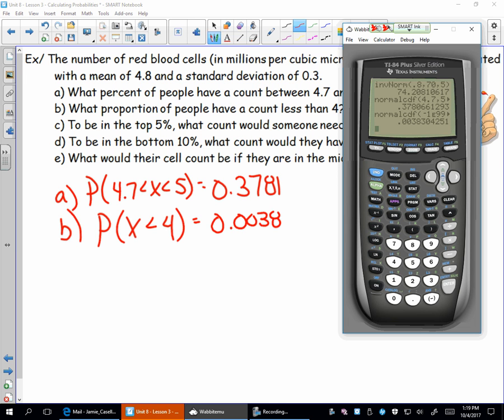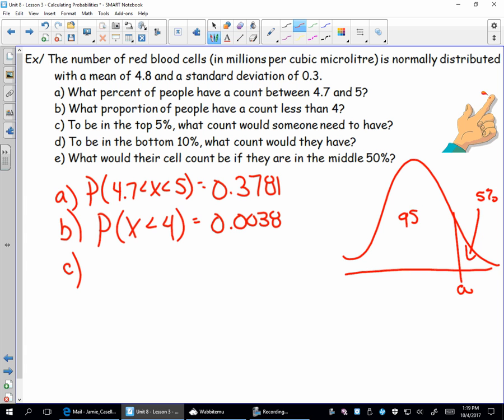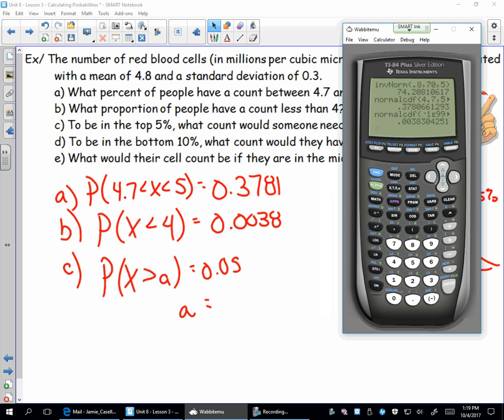C. To be in the top 5%, what count would someone need to have? Okay, so think about my graph. Top 5% is up here. I'll call this value A, which means I have 95% down here. So I'm looking for the probability of being greater than A being 5%. Okay, what do I need to do to that? Inverse norm. But from the left, I need 95% of my data. And our mean hasn't changed. Our standard deviation hasn't changed. Our value is 5.29.